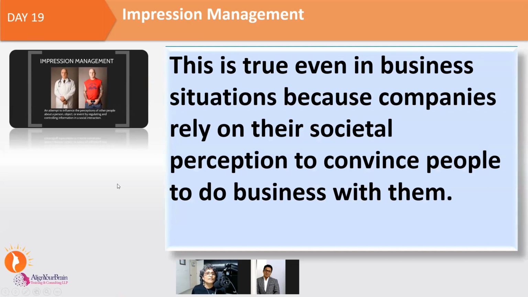This is true even in business situations, because companies rely on their societal perception. That's why you have something called corporate social responsibility. Nowadays companies are investing hugely in corporate social responsibility, to say that I invest in charity, not to brag about it, but that's something that is seen in branding. Whether it's an Azim Premji or Narayan Murthy, Azim Premji invests, I think, more than half of his wealth in charity. He doesn't really talk about it much, but to convince people to do business with them, that is one of the parameters. To convince people to get married, you have certain parameters.